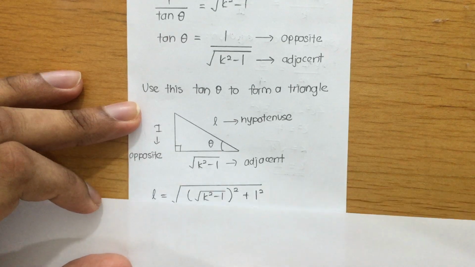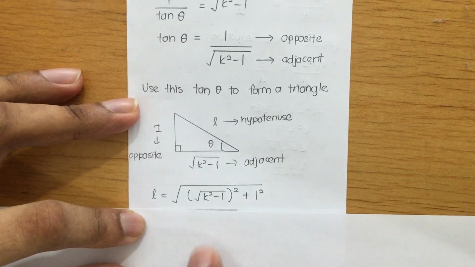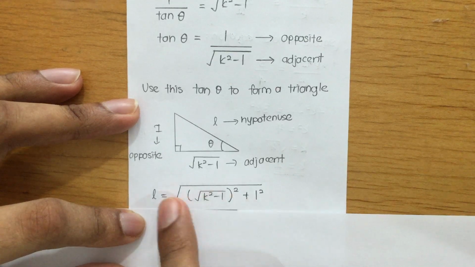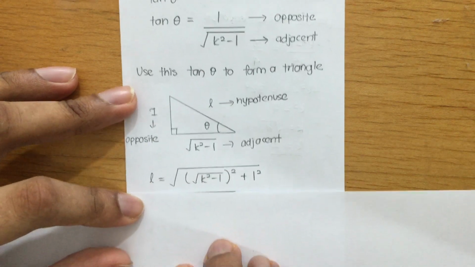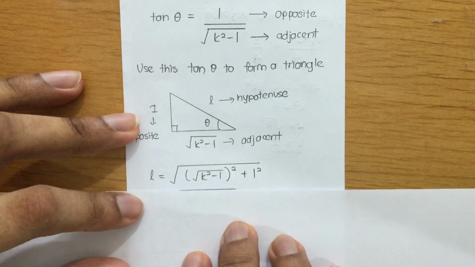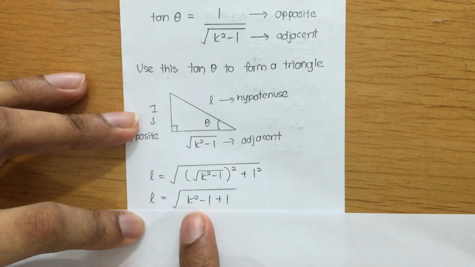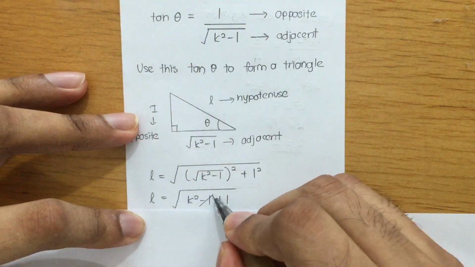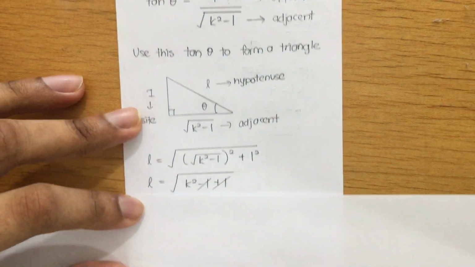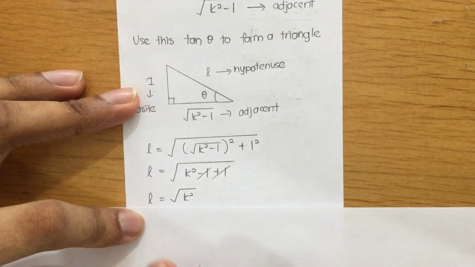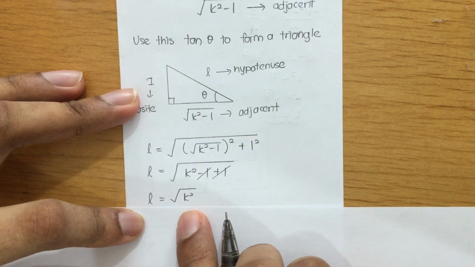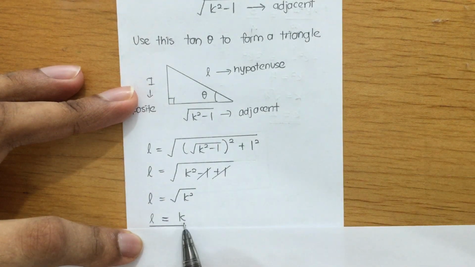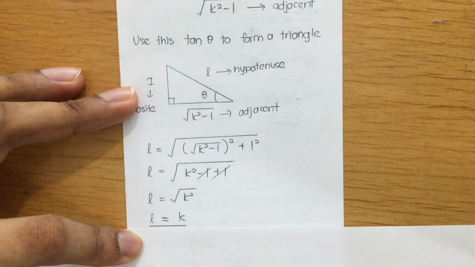So continue. To find L, L is the square root of k squared minus 1 squared plus 1 squared, and then you square root the whole expression over here. Continue to the next step. So you get k squared minus 1 plus 1, so your 1 will actually cancel off. Continue to the next step, where you'll get L equals the square root of k squared. So to find L, your L is equal to k, guys. So k is actually your hypotenuse.